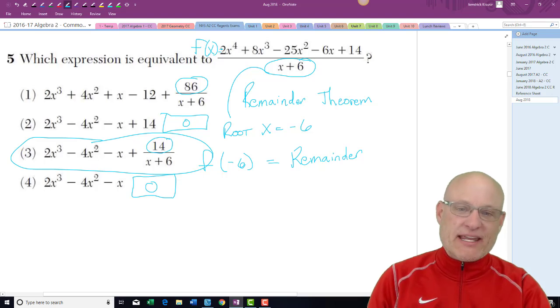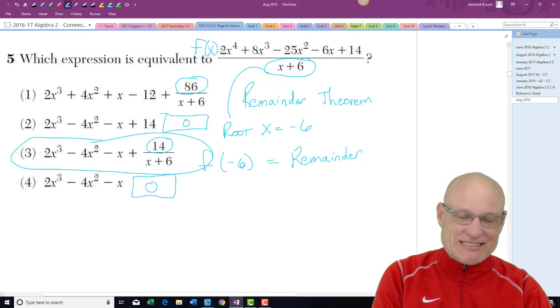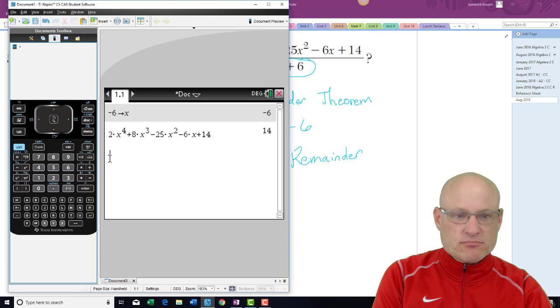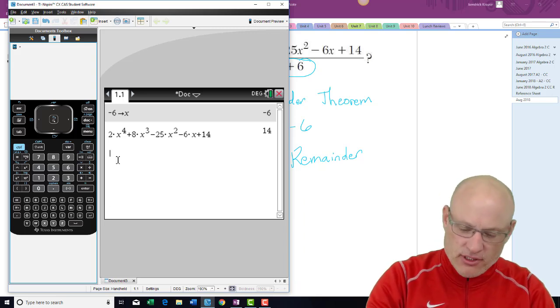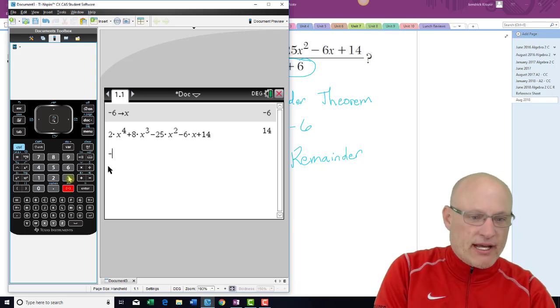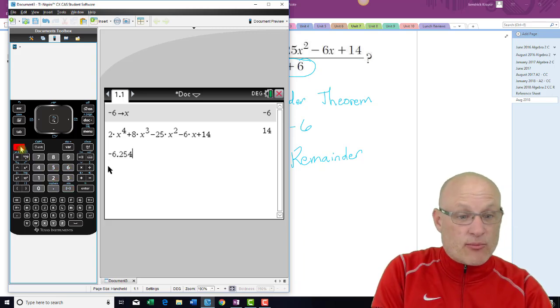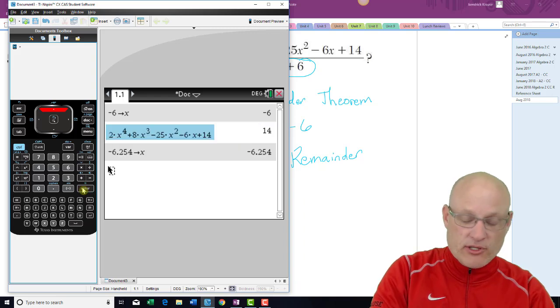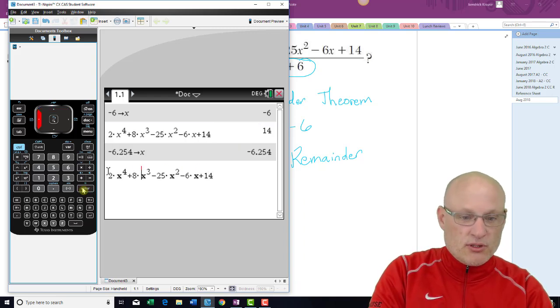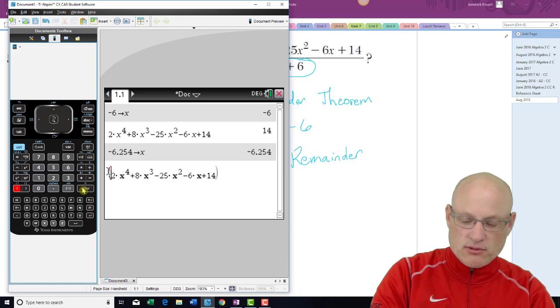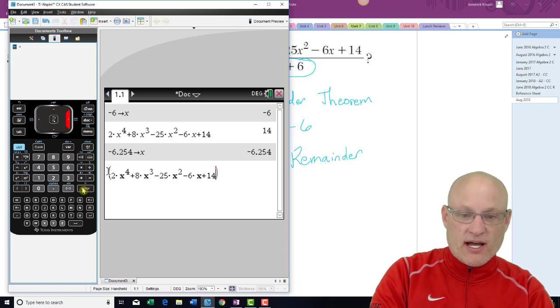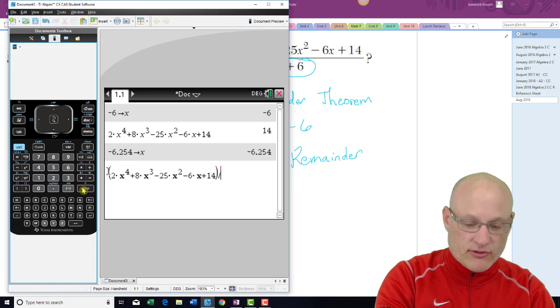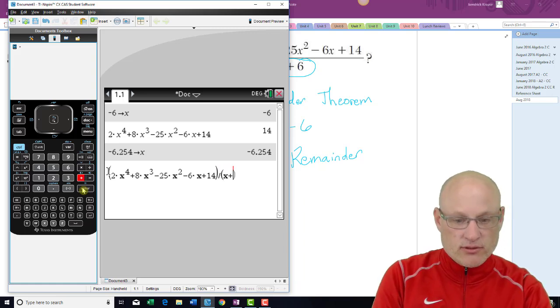Now, while I'm working on my calculator, let me show you a real quick cheat. Let's say I take any value, and don't use the one they got. We're going to take -6.254. Again, I can choose any number I want. We'll store that into x. Okay, now I'm going to use what I already did here. I'm going to put this in the numerator, and I'm going to divide by parenthesis x plus 6.